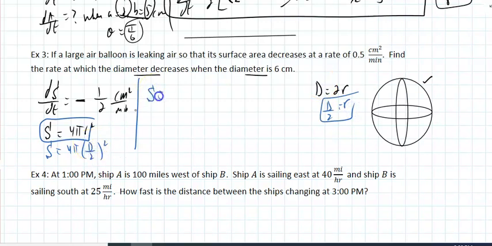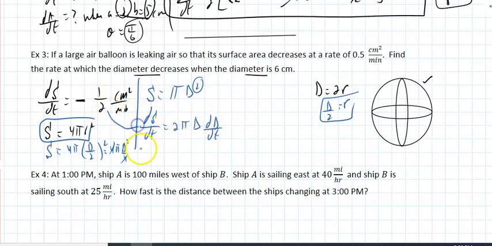So wouldn't you say S equals 4 pi d squared over 4, isn't that pi d squared? And if I take a derivative, ds dt is going to be, bring the power down, 2 pi d times the change of the diameter with respect to t. Well, this is negative 1/2. And the diameter is 6 centimeters. And I'm looking for dd dt.